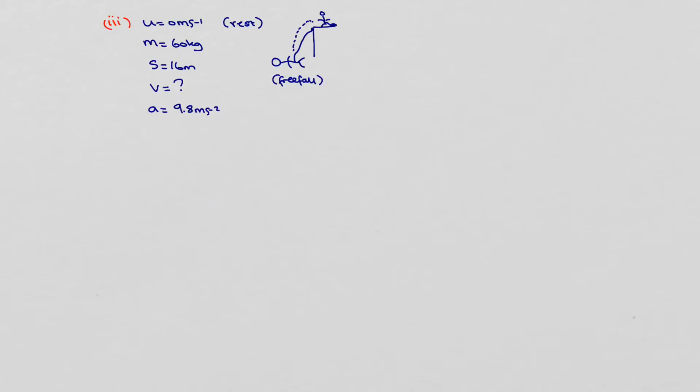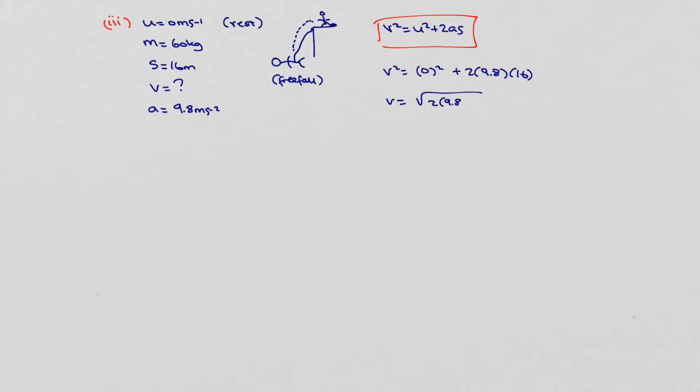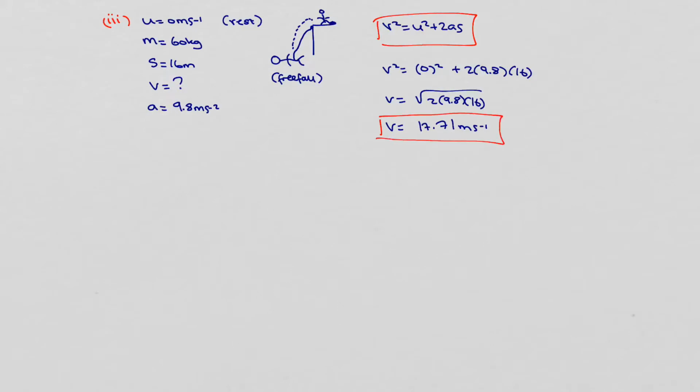So therefore, the mass is irrelevant for this part of the question, because we've just proven that v squared equals u squared plus 2as. So it was almost a hint to you that you needed to use that for this question. So if I sub in there, v squared is equal to u squared plus 2as, then v is going to be the square root of 2 times 9.8 times 16. And therefore that gives us a value of 17.71 meters per second.